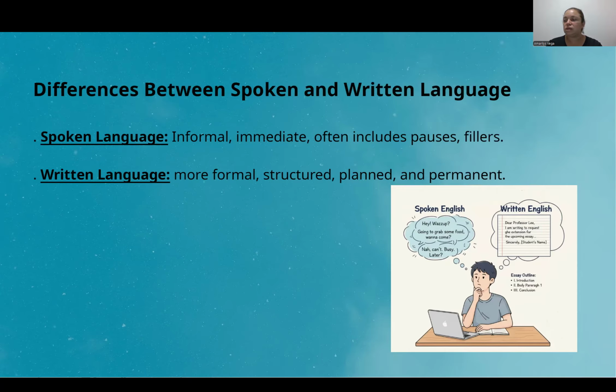About the usage and context, spoken language is immediate, interactive, and relies on tone and nonverbal cues, like gestures. Written language is generally one-way communication with a delayed audience, requiring greater precision because the writer cannot instantly clarify misunderstandings.